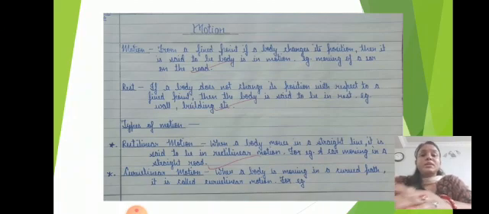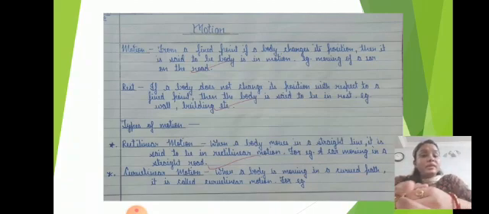First, you can see in the slide, the first definition is written here: motion. From a fixed point, if a body changes its position, then it is said to be in the state of motion. For example, moving of a car on the road, a man walking on the road. You can give lots of examples for motion.